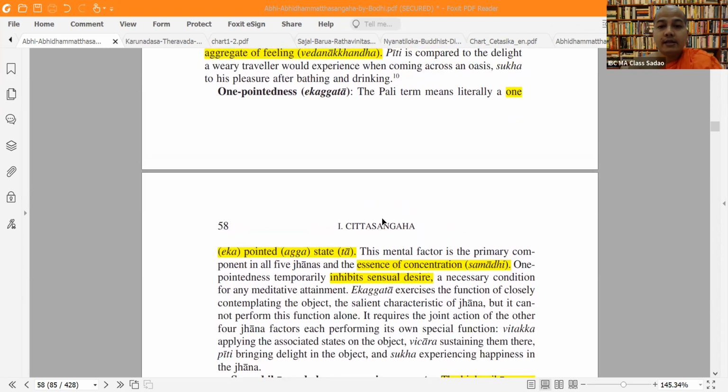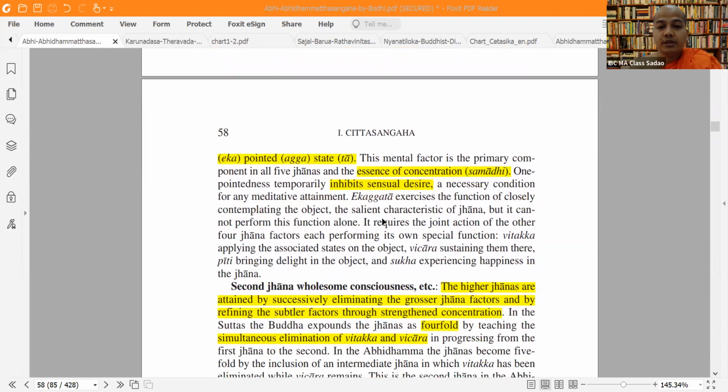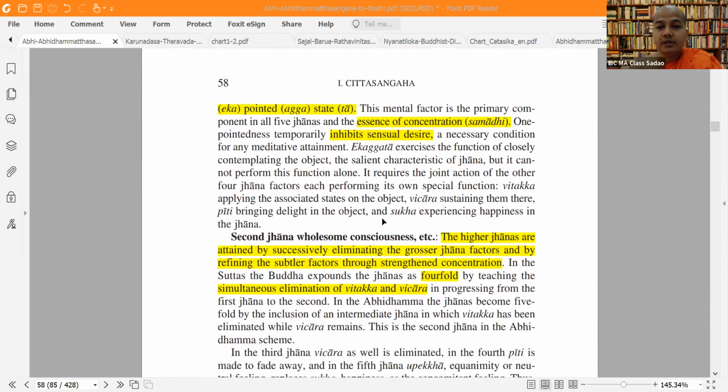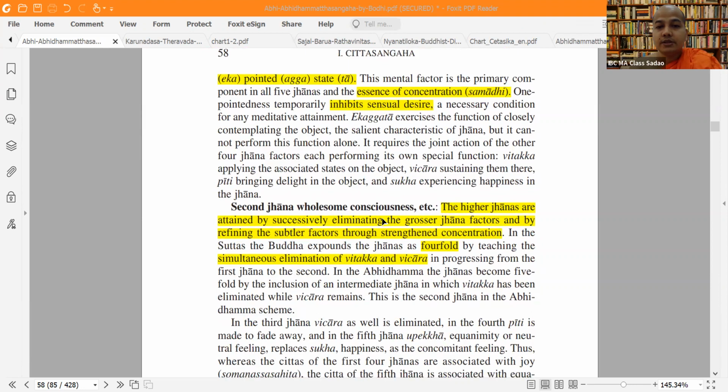So ekagata is the last of the five factors. Ekagata means one-pointedness of mind. This mental factor is the primary component in all five jhanas and the essence of concentration. So one should keep in mind that this is present in all jhanas and also it is considered as the essence of concentration. Okay? One-pointedness temporarily inhibits sensual desire, a necessary condition for any meditative attainment.